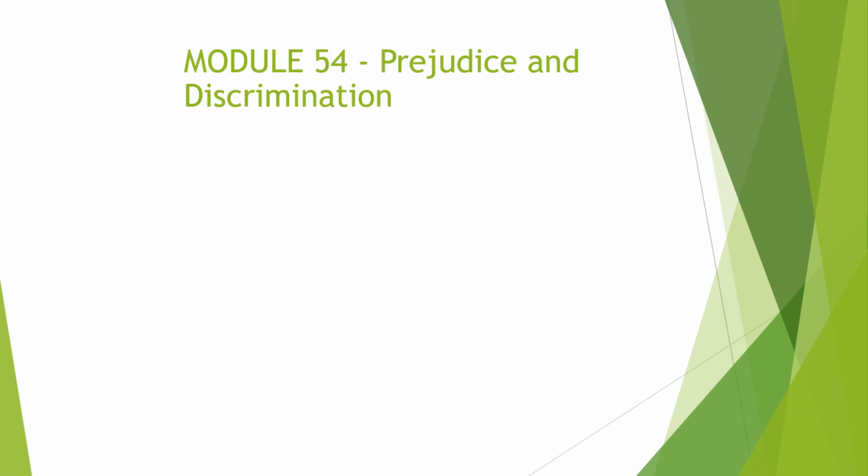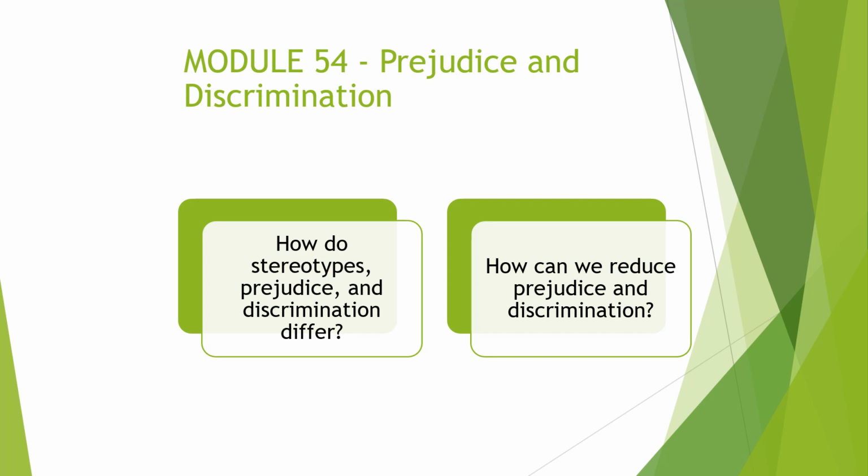Okay, Module 54 is where we are going to talk about prejudice and discrimination. The two questions we are going to answer in this module are, one, how do stereotypes, prejudice, and discrimination differ from each other? And the second question is, how can we reduce prejudice and discrimination?